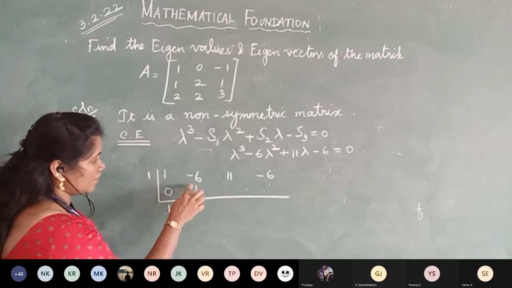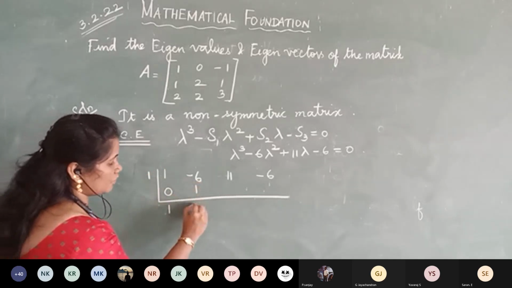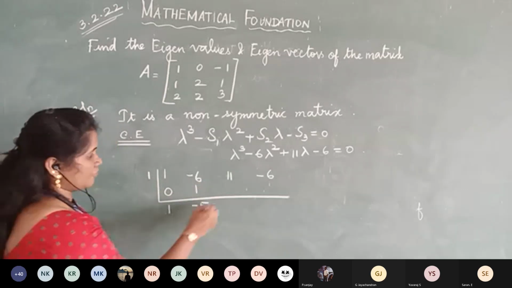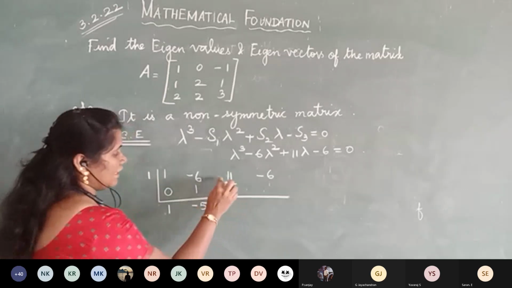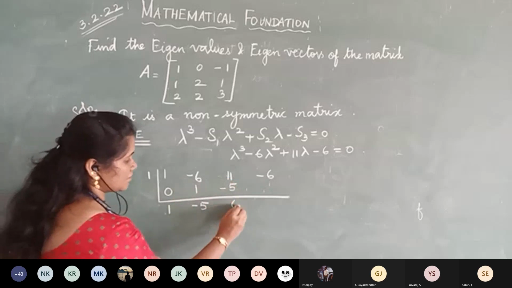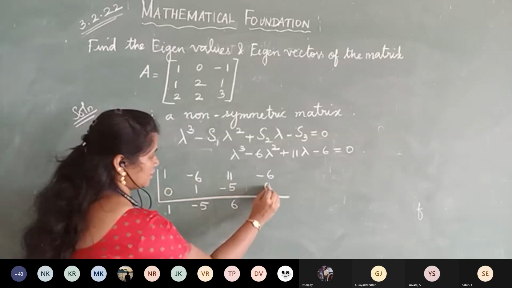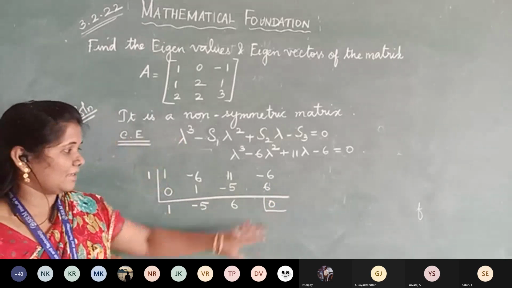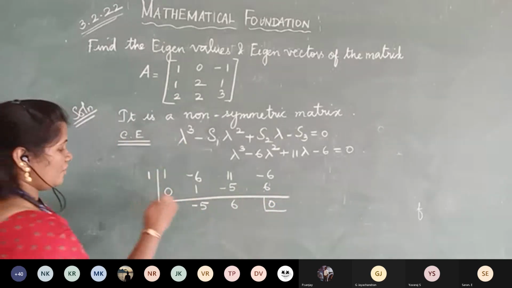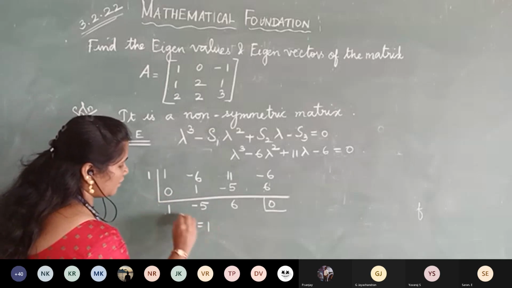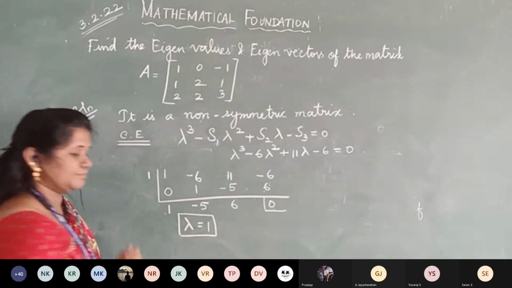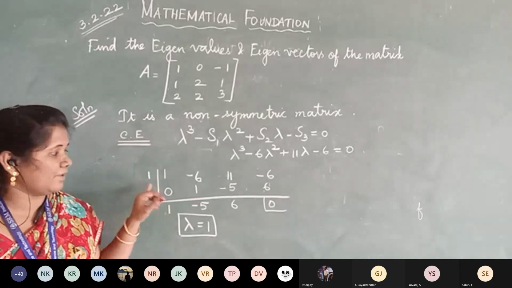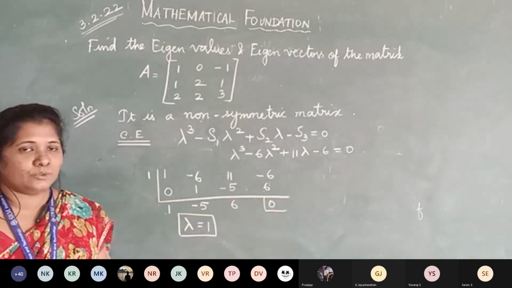So 1 into 1 is 1. -6 plus 1 becomes -5. Now 1 into -5 is -5. 11 minus 5 is 6. 1 into 6 is 6. And here it becomes 0. So since the last term becomes 0, lambda is equal to 1 is one of the roots. We have put 1 here and tried, and the last term becomes 0.